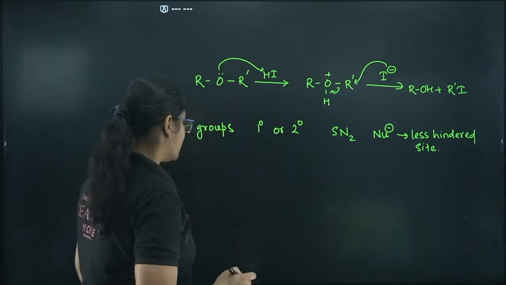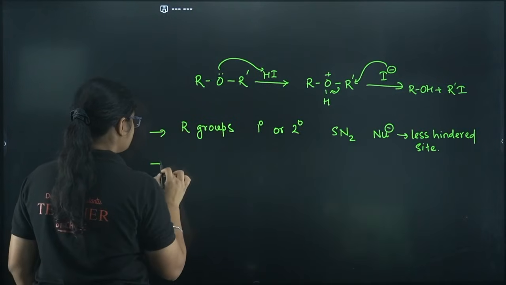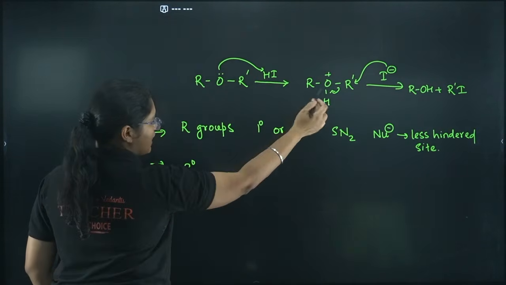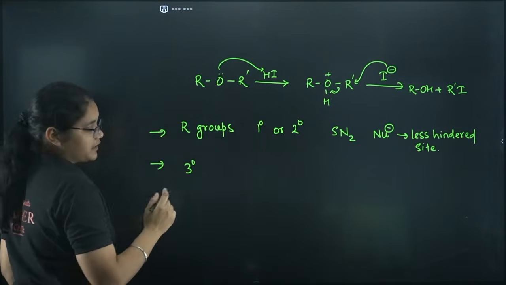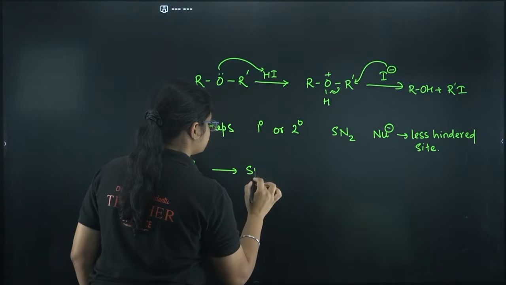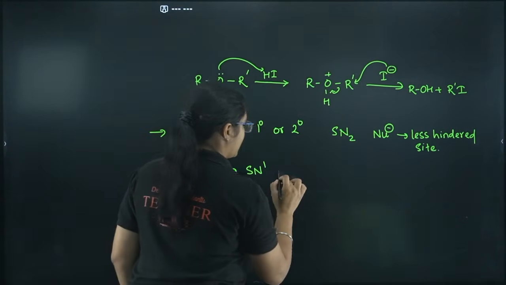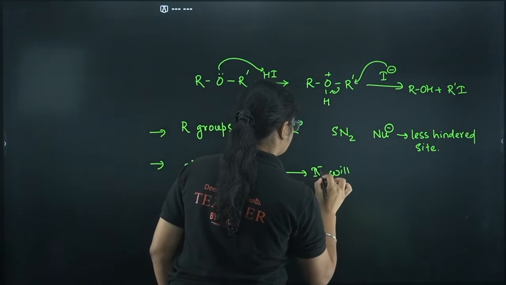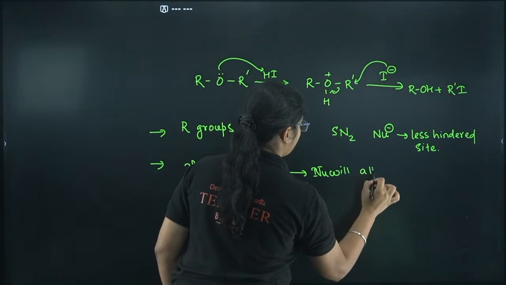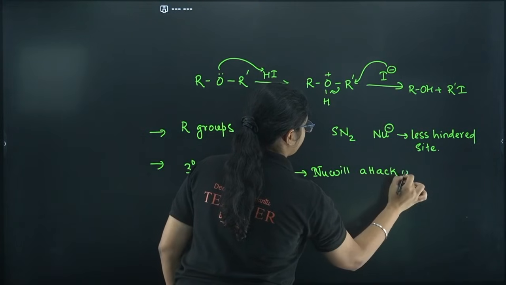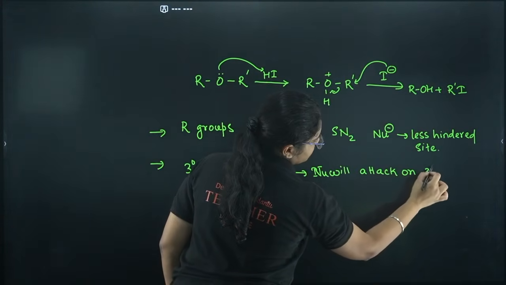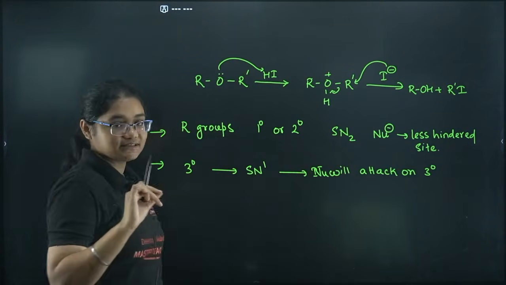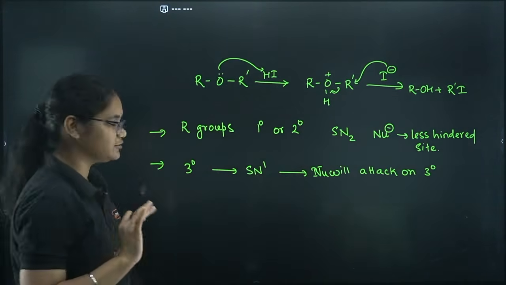Second point here: if out of these R groups one side is tertiary, then the reaction proceeds through SN1 mechanism and the nucleophile will attack on the tertiary group. Whichever side is tertiary, there I will be attached.